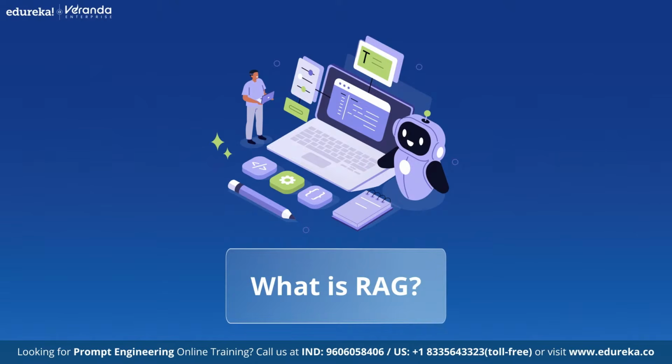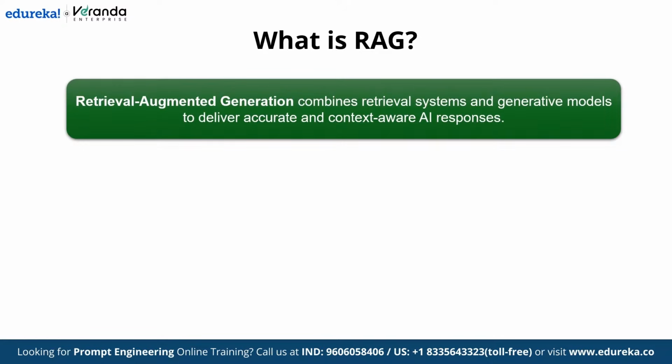Are you tired of AI hallucination and ready for more accurate and informative AI responses? Then dive into the world of retrieval augmented generation. RAG is a hybrid approach in artificial intelligence that combines retrieval systems with generative models to produce highly accurate, contextually relevant responses. It bridges the gap between factual accuracy and natural language generation.